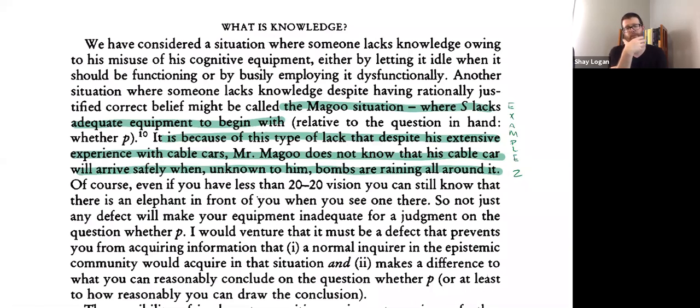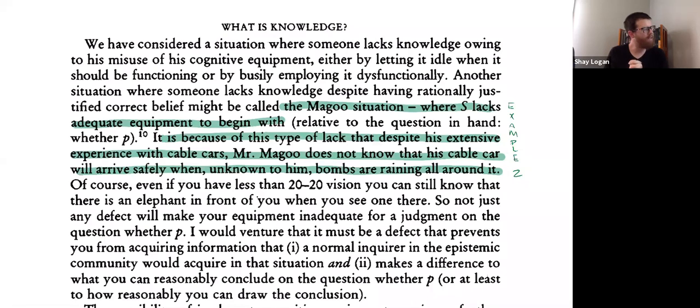And let's suppose that Mr. Magoo is in fact an expert on the operation of cable cars. And so Mr. Magoo does a thorough investigation of a cable car before he gets in it. He investigates it in great detail, and he determines that the cable car is safe. And so he determines that if I get in this cable car, I will safely arrive at my destination. But Mr. Magoo, being hard of hearing and mostly blind, doesn't recognize that there are bombs raining down all around him.